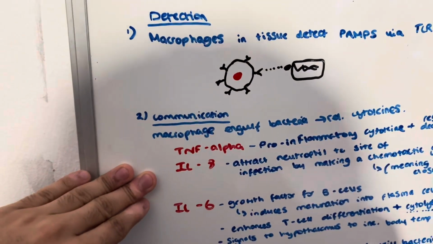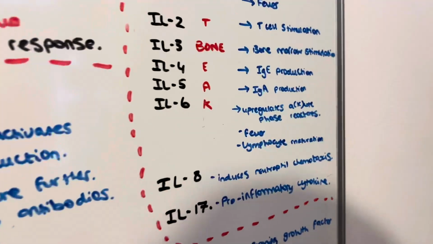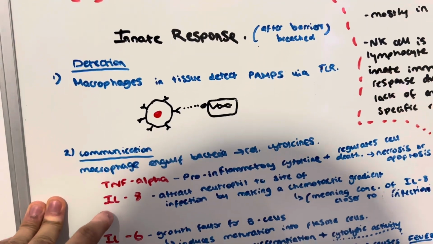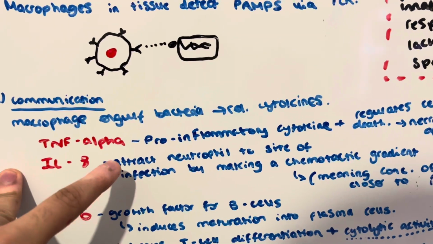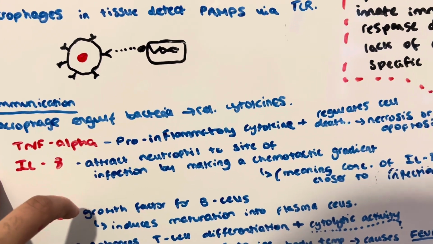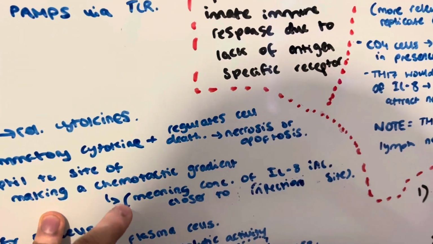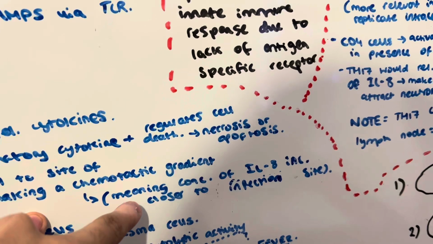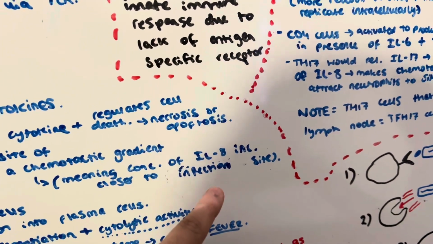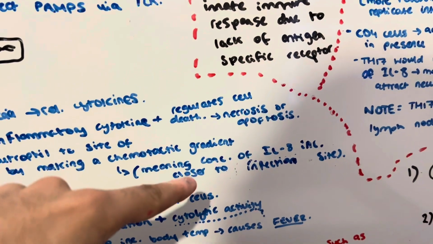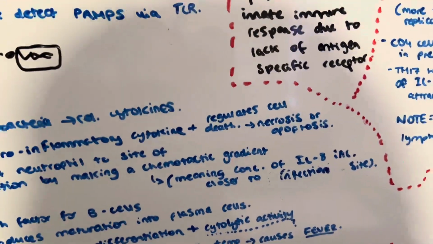Next, interleukin 8, like I mentioned earlier, induces neutrophil chemotaxis. Now I'll expand on that. Interleukin 8 tracks the neutrophils to the site of the infection by making a chemotactic gradient. So what this basically means, like I said earlier, is that it increases the concentration of interleukin 8 closer to the infection. Thus, it would help with attracting the neutrophil to the infection site.